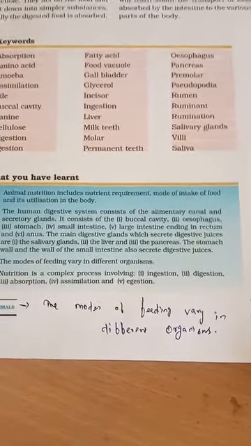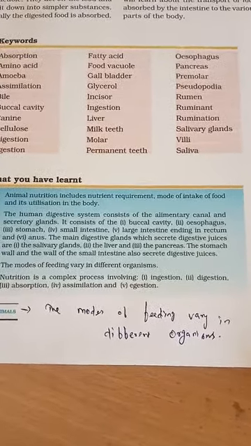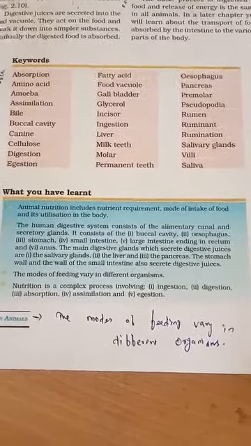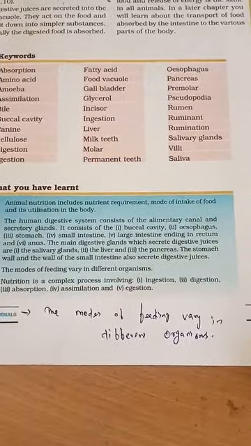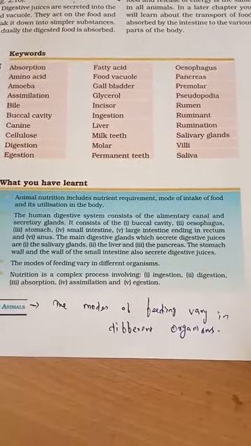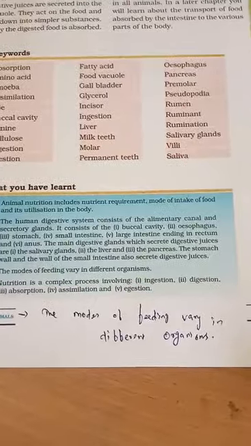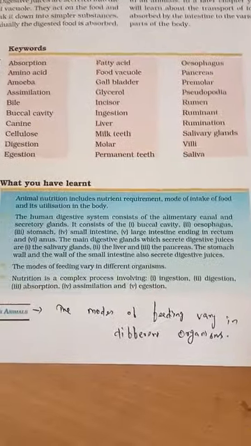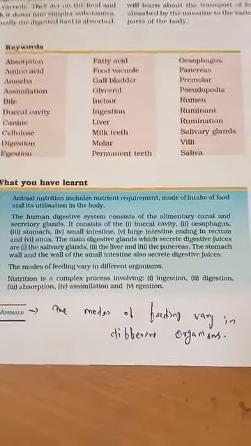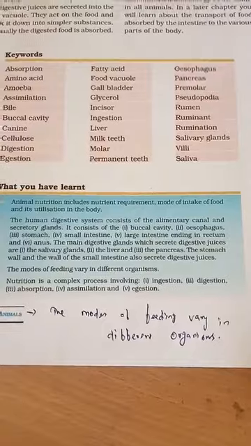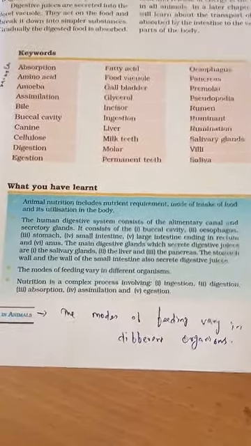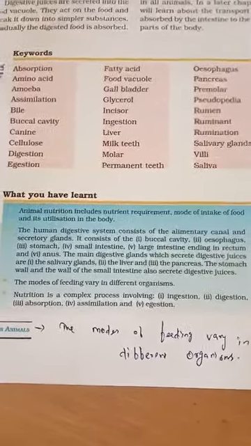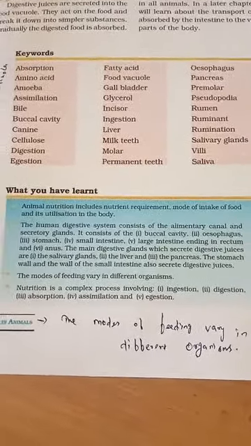All living organisms need food for our body. Next, the human digestive system consists of the alimentary canal and secretory glands. Human digestion is a very important process for all living organisms. Without digestion, the food cannot be digested. So without digestion, what will happen? The nutrients cannot be supplied to all parts of the body. So the digestion process is very important.